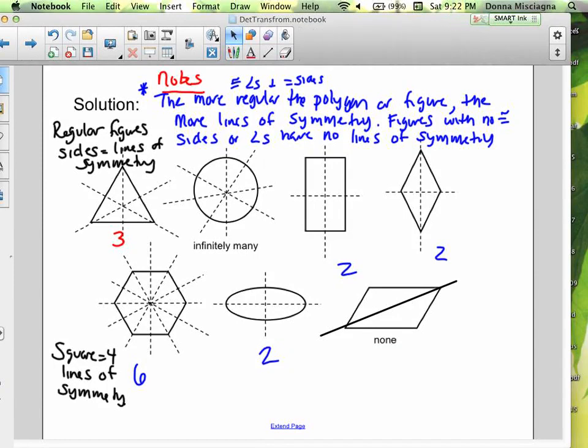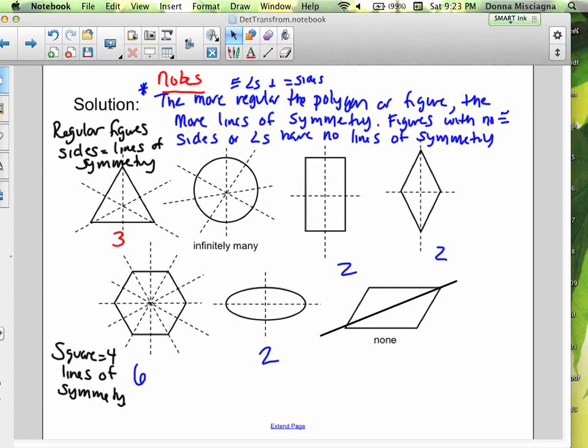And that is, the more regular the polygon or figure, the more lines of symmetry. Figures with no congruent sides or angles have no lines of symmetry. All right? But that doesn't mean if you have a pair of congruent lines that you'd have a line of symmetry. However, if all your lines are congruent, then yes, you do.